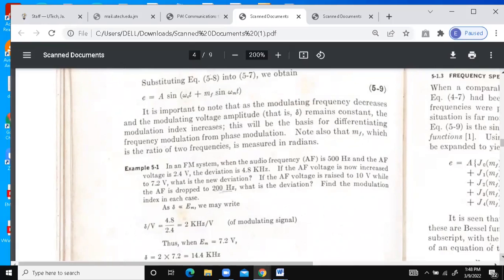What's the modulation index? Some simple things may be given, but if you go through what we talk about, you understand it.